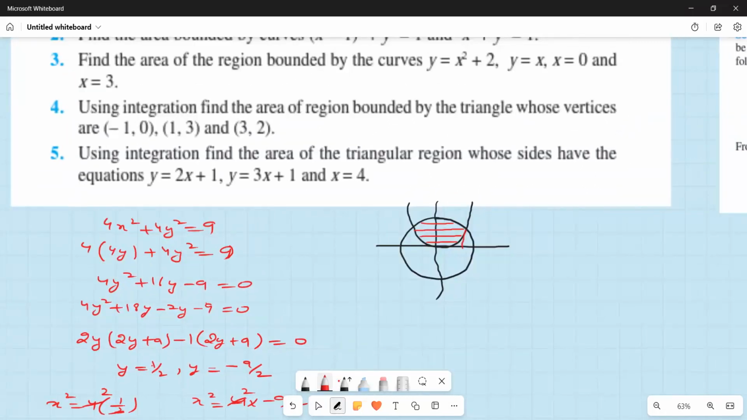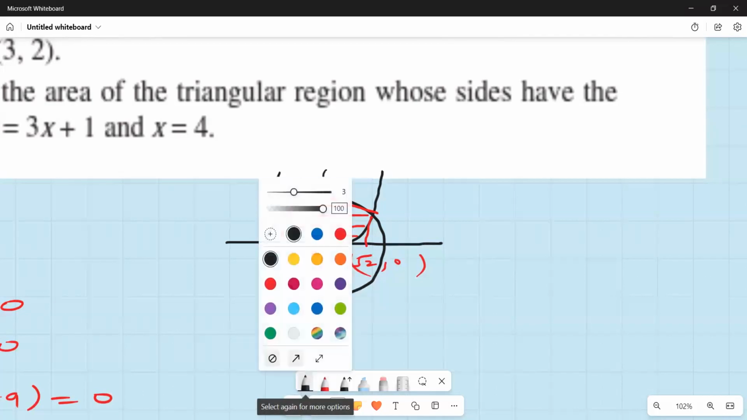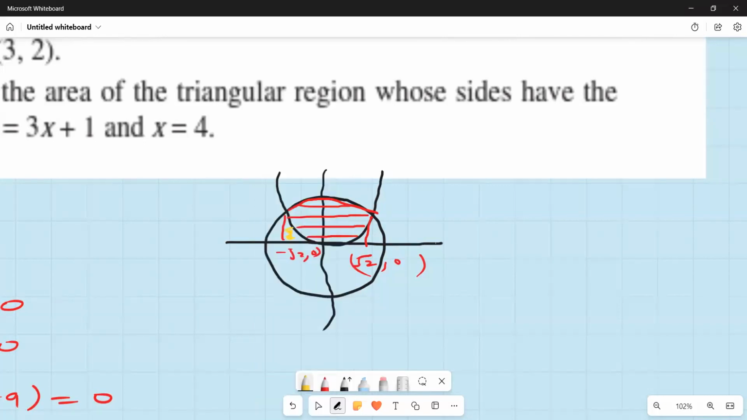So I am doing with this. This is (root 2, 0). This is (minus root 2, 0), right? So if I have this, I can solve the equation. What is that? If you see, the area under this curve, total, is from minus root 2 to root 2. And if I subtract this area and this area, then you will get the inside area.